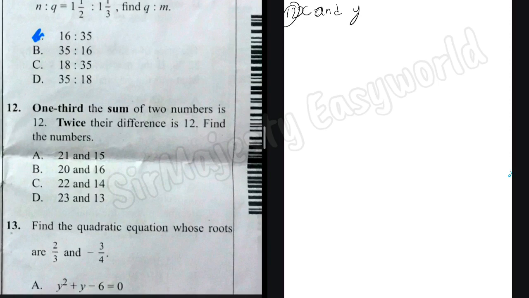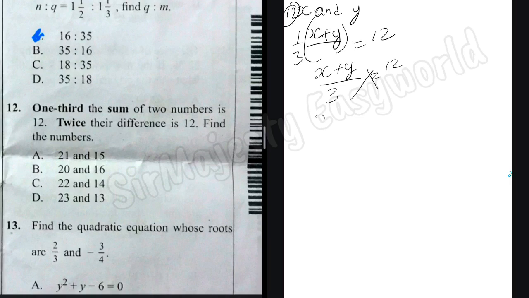So the two numbers are x and y. Taking their sum, x plus y, they said one third of their sum is giving us 12. So let's bring out this equation: (x plus y) divided by 3 is equal to 12. Cross multiplying, x plus y is equal to 36. Let's call this our equation 1.